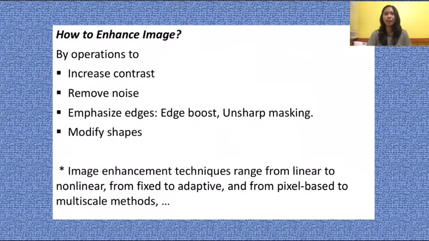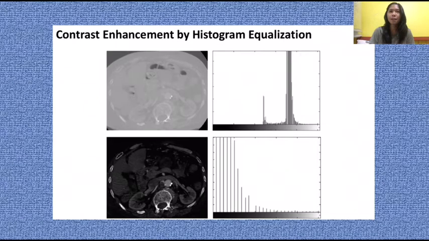How to enhance an image? By operations to increase contrast, remove noise, emphasize edges like edge boost and sharp masking, and modify shapes. Image enhancement techniques range from linear to non-linear, from fixed to adaptive, and from pixel-based to multi-scale methods. Contrast enhancement by histogram equalization. The pictures are the examples.